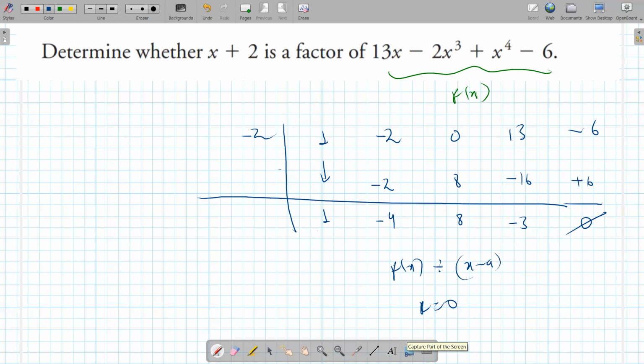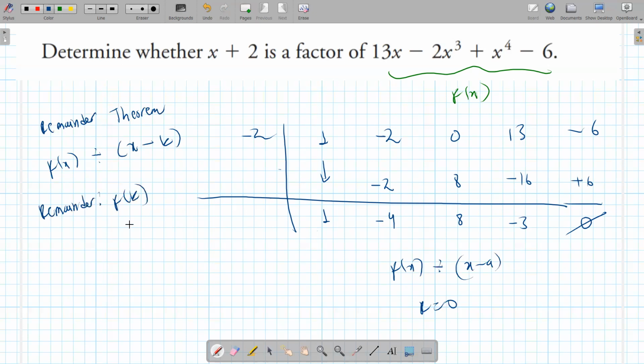But there's an easier way to check what the remainder is. Now let's move on to the other part, which is called the remainder theorem. Very similar to the factor theorem. If you have f of x and you're dividing it by some divisor, which will always be linear in these cases, x minus k, then the remainder is f of k.